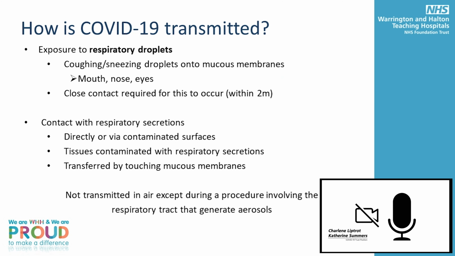COVID-19 is transmitted via exposure to respiratory droplets, so coughing and sneezing droplets onto mucous membranes. For this to happen, you need close contact, usually within 2 metres. Contact with respiratory secretions, so directly or via contaminated surfaces. Tissues contaminated with respiratory secretions and transferred by touching mucous membranes. COVID-19 is not transmitted in air except during a procedure involving the respiratory tract that generates aerosols.